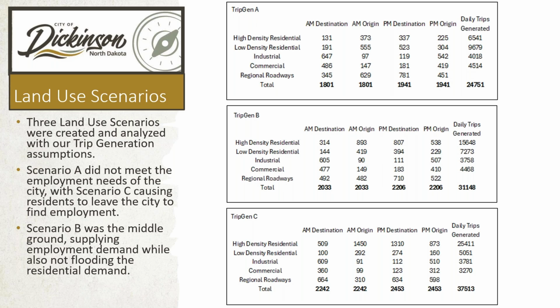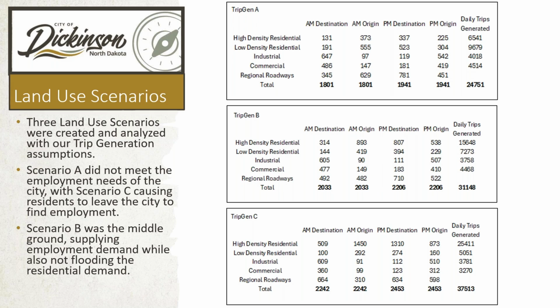We saw the opposite of this in scenario C, which caused residents to leave the city to find employment. So you can see in Trip Gen C, the regional roadways, you can see a lot more leaving than are coming in. So scenario B was the middle ground where we met the employment demand in the city while also not flooding the residential in a way where a lot of trips would have to leave.